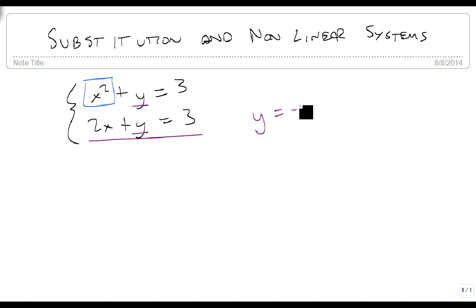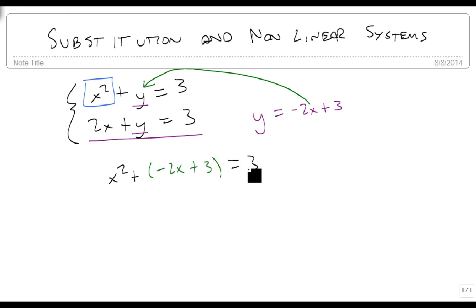So y equals minus 2x plus 3. And then we're going to plug that in. We're going to substitute that for the y that we already see. So this is going to give me the x squared I already have plus minus 2x plus 3 equals 3. Well, I don't have anything to distribute, so I'm just going to rewrite this as x squared minus 2x plus 3 equals 3.